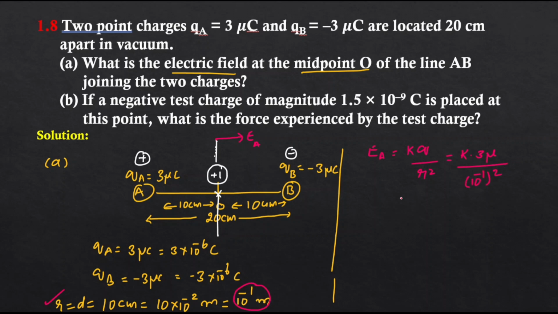So if we simplify this one, EA we are getting K into 3 microcoulomb by 10 to the power of minus 2. Just remember this, finally we can simplify in the last step. This is the EA value. Now come to the EB.